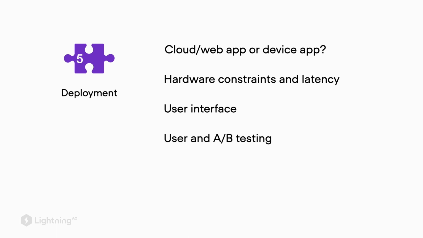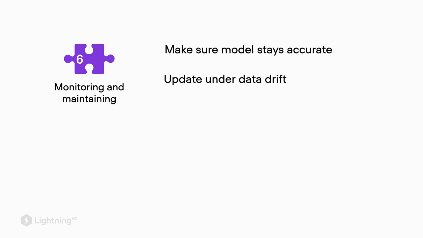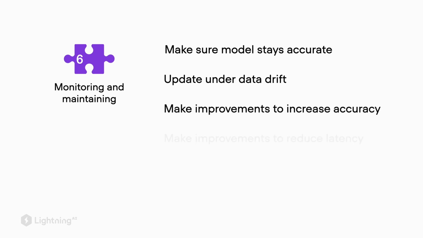And then after our deployment stage, we also have to worry about monitoring and maintaining our model. For example, we want to ensure that our model stays accurate, even under data drift. And sometimes, we also want to make improvements, of course, like increasing the accuracy of our model or reducing the latency. So these are all important considerations when we are designing machine learning systems.